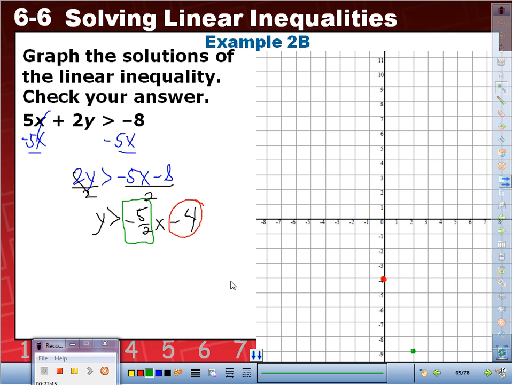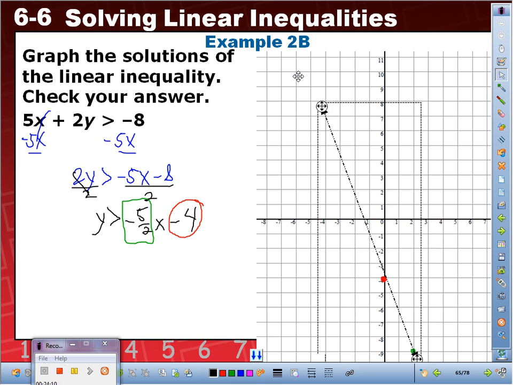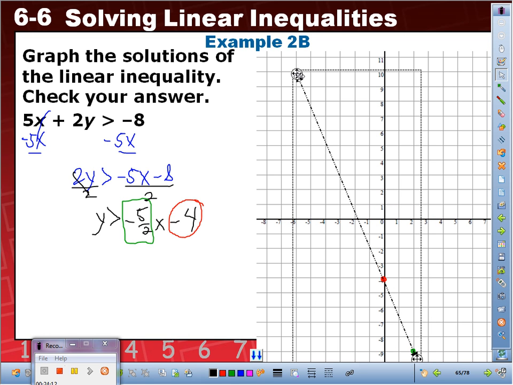Now, tell your neighbor what kind of line this is, a solid or a dotted. Okay, I heard dotted. Is that correct? Yeah. Okay, that is true. It's a dotted line. So now, why is it a dotted line? Because it doesn't have the equal sign. Are we there?